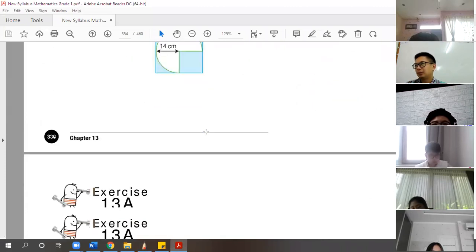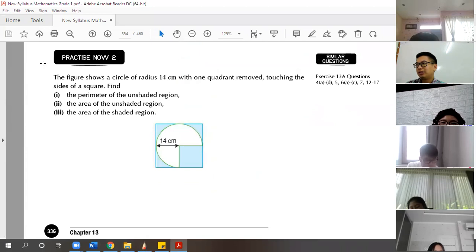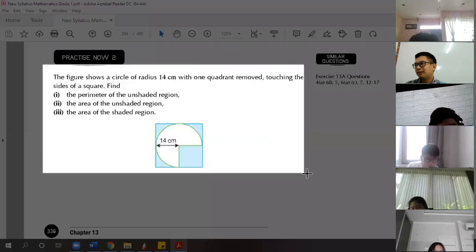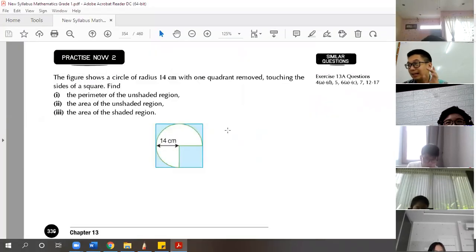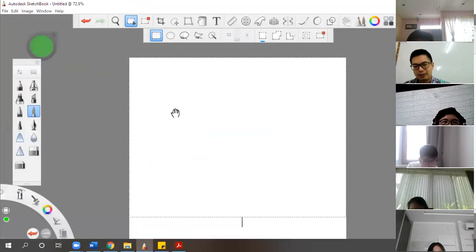Ini. The figure shows a circle of a radius touching a square. Find the perimeter of an unshaded region. Oke, unshaded ya. Sama area of unshaded, area of shaded. Oke lah, masukin aja. Oke, kita bikin.